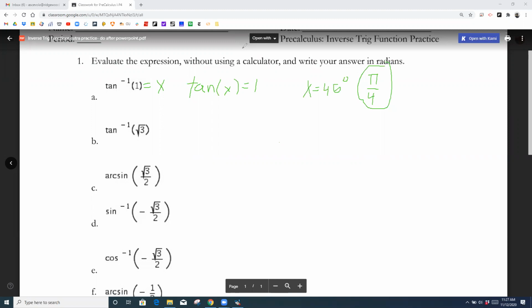All right, I'll save B. I'll let you do B. Well, let's do an arc sine. And actually, let's do D. So for D, we're thinking, okay, what angle do we take the sine of to get negative root 3 over 2? In our heads, we're thinking of the sine of what is equal to negative root 3 over 2.